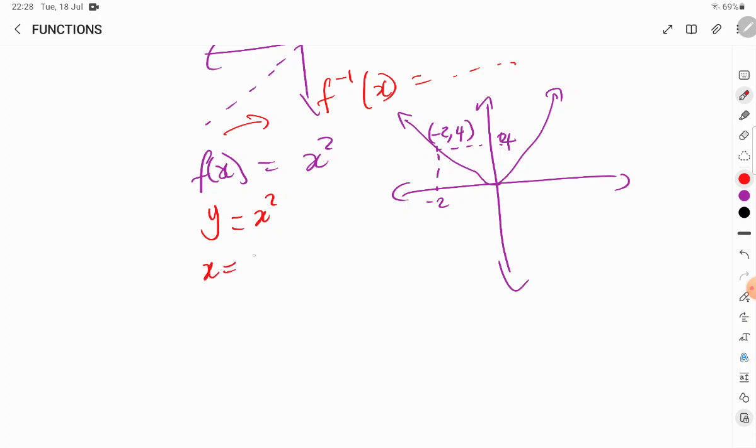So x is going to be y squared. That is your first step, interchanging x and y, right? It's your first step every single time if you're taking the inverse. Right after interchanging the two, what you need to do is to make y the subject.